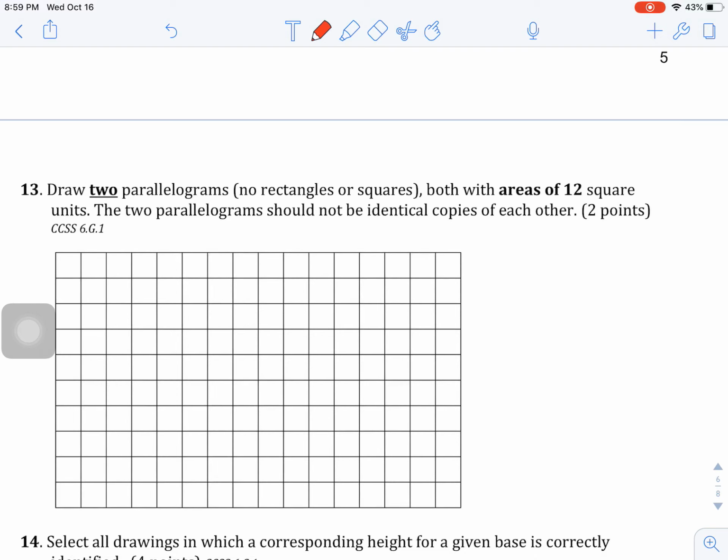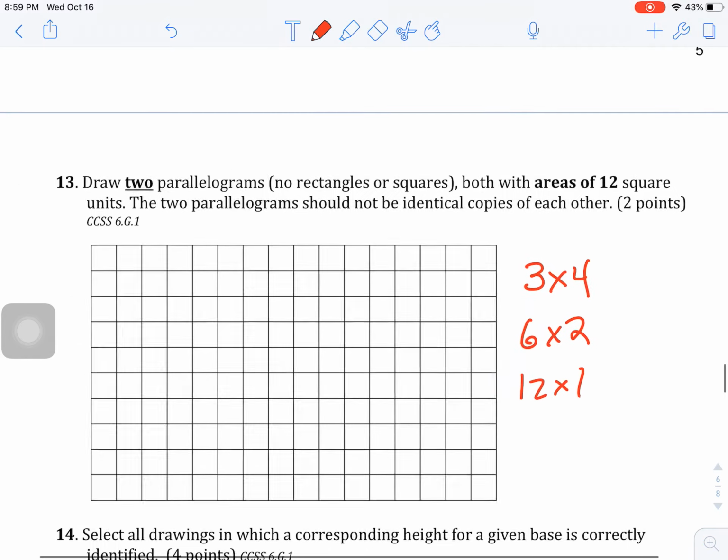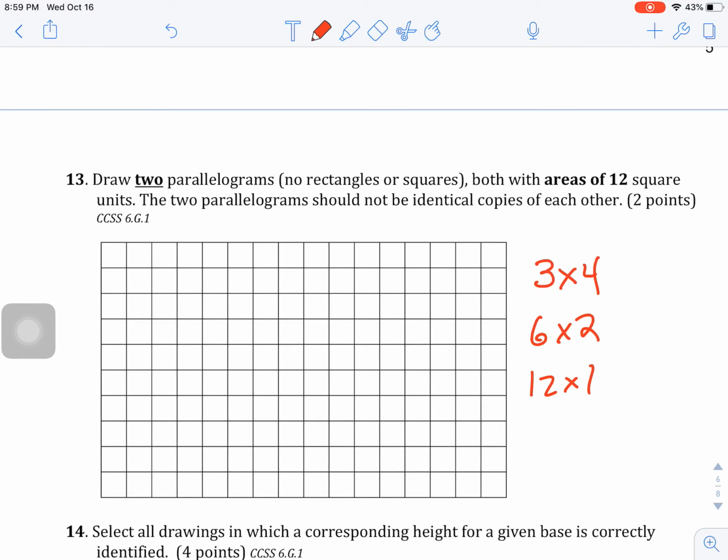All right, so the next one, you draw two parallelograms that couldn't be rectangles or squares with an area of 12. So really what you need is the base and height to be 3 times 4, or 6 times 2, or even 12 times 1. All right, so for a parallelogram, pretty easy way to do it would be start with your base. Start with a base of 3. And then I need it to be a height of 4, but it can't be straight up here, because if I do that, it's going to be a rectangle, so can't do that.